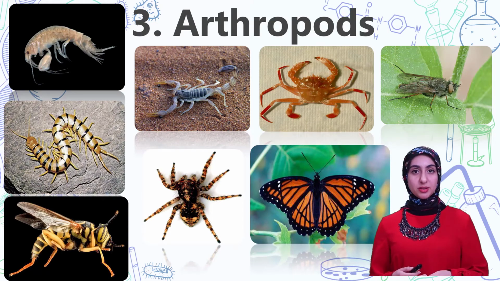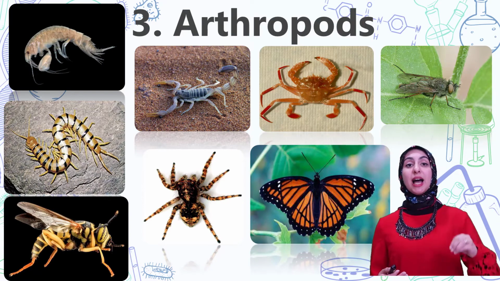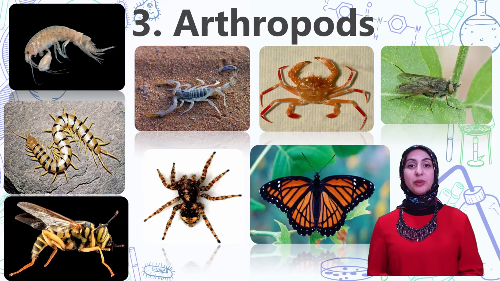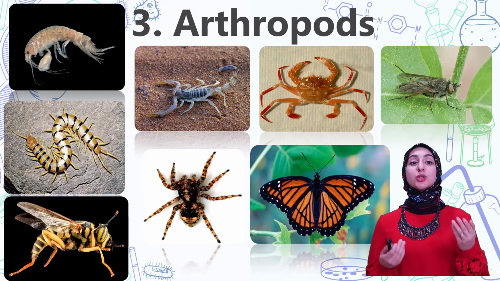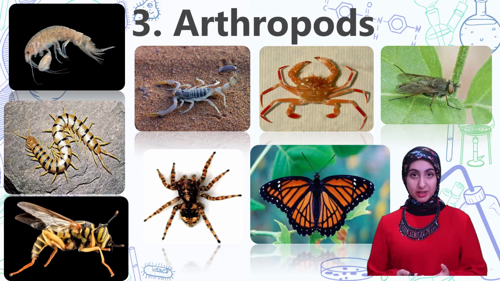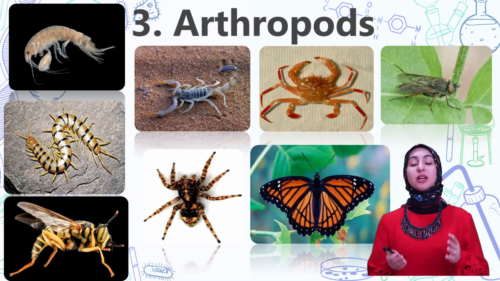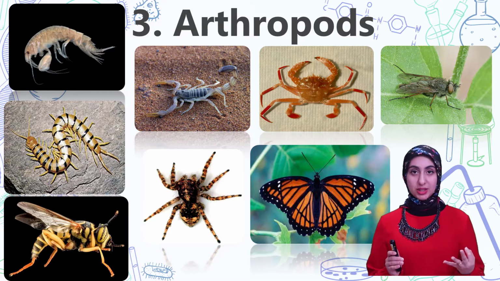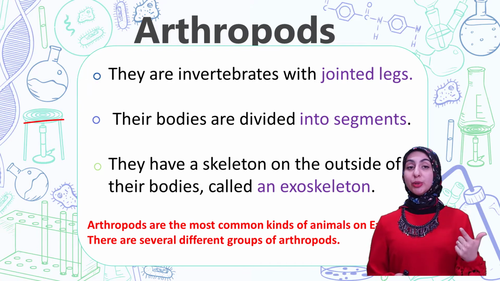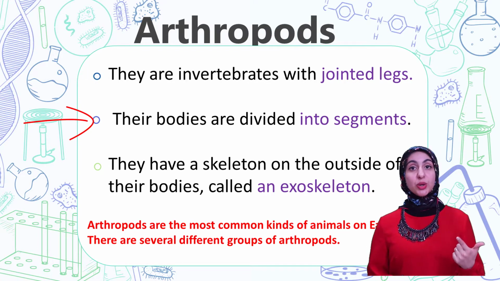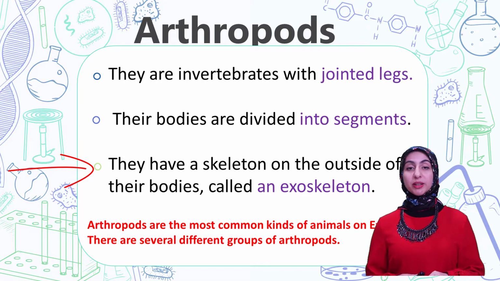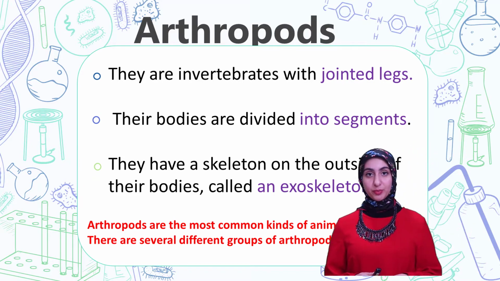Number 3, arthropods. The arthropods group, as you can see, has a lot of invertebrates, like butterflies, bees, flies, crabs, scorpions, spiders. So it has too many invertebrates. But all these invertebrates have 3 main characteristics. Number 1, they are invertebrates with jointed legs. Number 2, their bodies are divided up into segments. Number 3, they have a skeleton on the outside of their bodies called an exoskeleton.